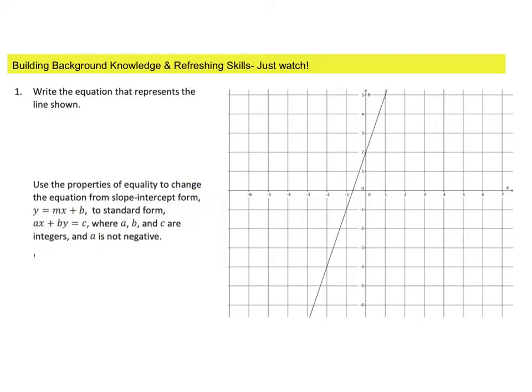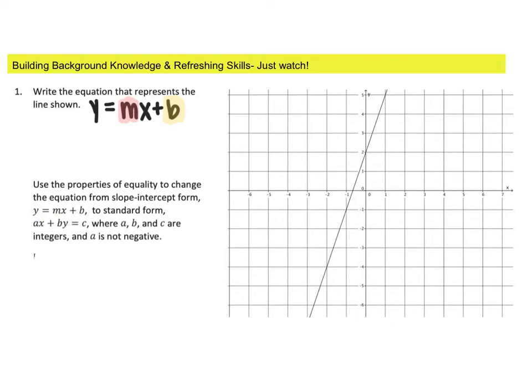All right. For this slide, this is our building background knowledge slide. So what I'm going to do is look at this line and write the equation that represents it. So I know I'm following this format: y equals mx plus b. I need to find what my m is, which is my slope, and I need to find out what is my b, what is my y-intercept.